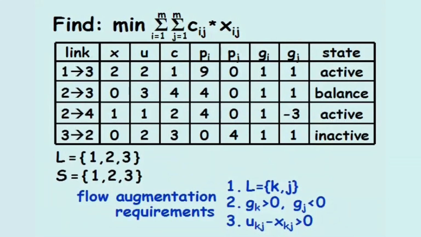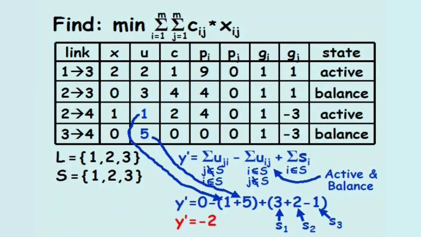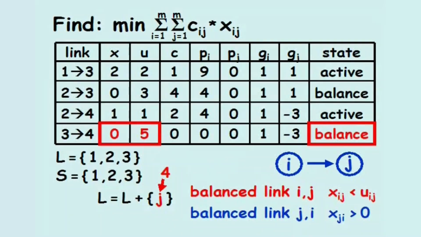A quick check is made to determine if flow augmentation is an option. Since the surplus at nodes 1, 2, and 3 are all positive, flow augmentation is not possible because the second requirement is not met. Next we'll calculate y prime, which equals -2. Therefore, we'll add node 4 to the label set because link 3,4 is imbalanced and its flow is less than the maximum capacity.